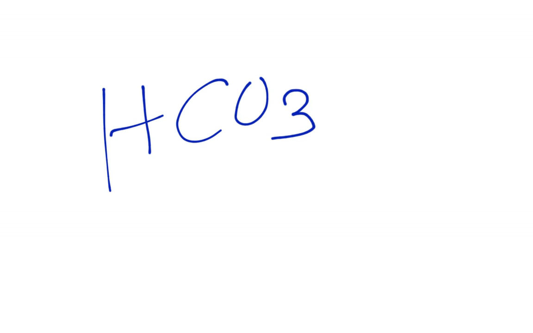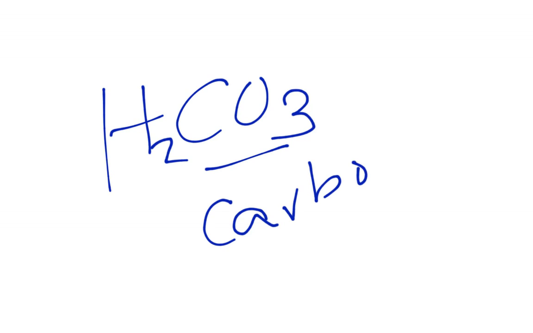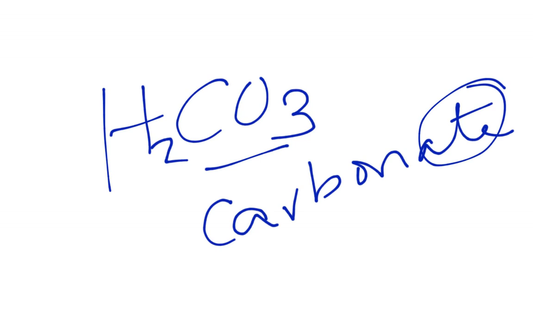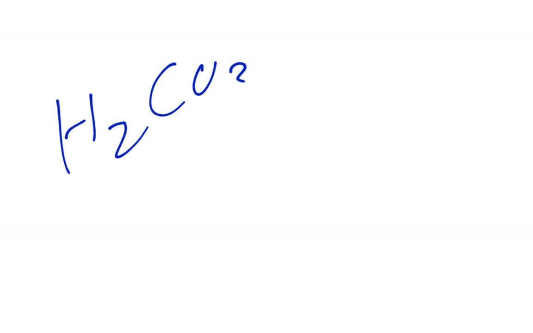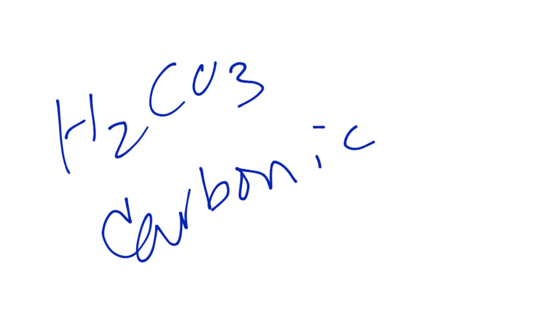Okay, so if it's any of my polyatomics that end in ATE, so H2CO3, we know that this is carbonate. So we've got this ATE ending. It's one of our polyatomics. We cross that out. We put IC acid, and it becomes carbonic acid.